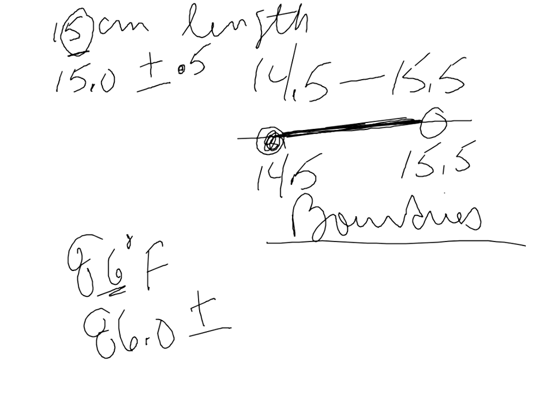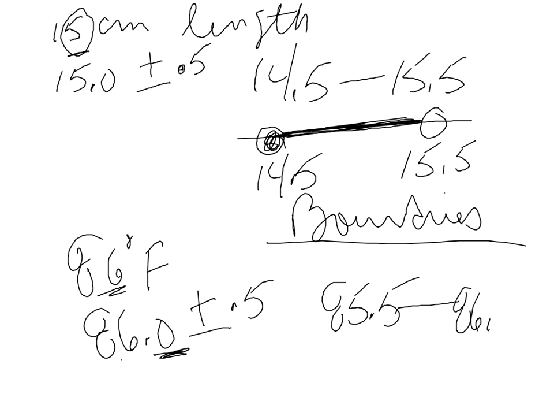And then again, like the other one, I'm going to add and subtract. This is the tenths place, by the way. That's the next place over. And I'll add and subtract 0.5 again. Okay, and when I subtract 0.5 from 86, I get 85.5. And when I add 0.5 to 86, I get 86.5.